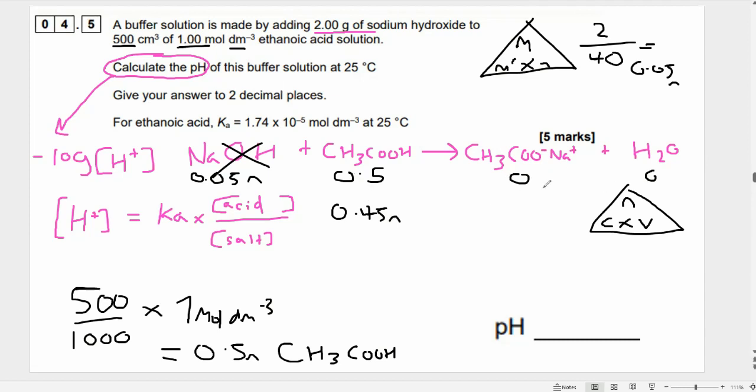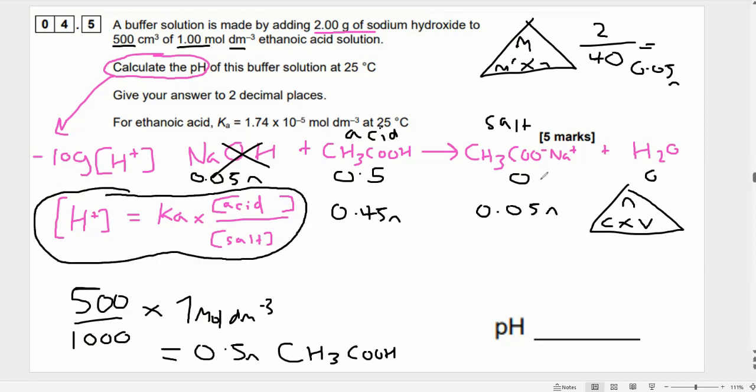Well, obviously, initially there were 0 moles of the salt until the reaction took place. But once the reaction has taken place, how many moles of the salt do we make? Well, we go to our limiting reagent, which is the sodium hydroxide, 0.05. So I can only make 0.05 moles of the salt. Remember, this is the salt. This is the acid. Acid buffers need to contain salt and acid. So now we just go back to our buffer equation over here, and we say, let's do acid over salt. So we're going to go 0.45 divided by 0.05, you're going to get 9.